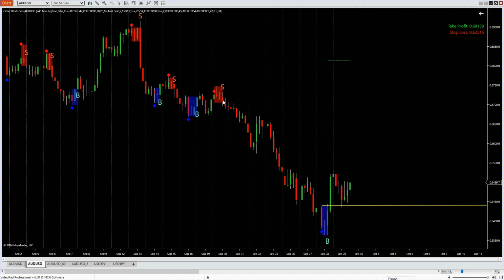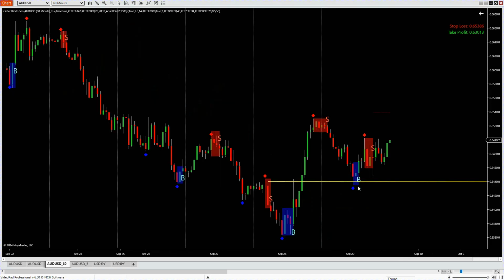Okay, so when you have the higher time frames, you get more of a market bias. The bigger the time frame, you want to be looking for shorts when you have this situation here, and you want to be looking for long trades when you get a bullish block on a larger time frame.